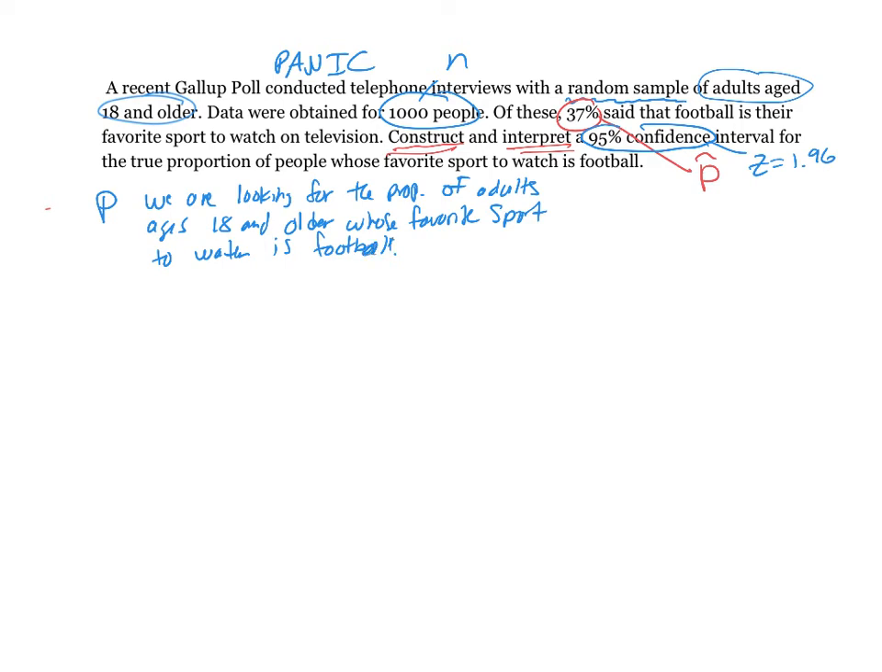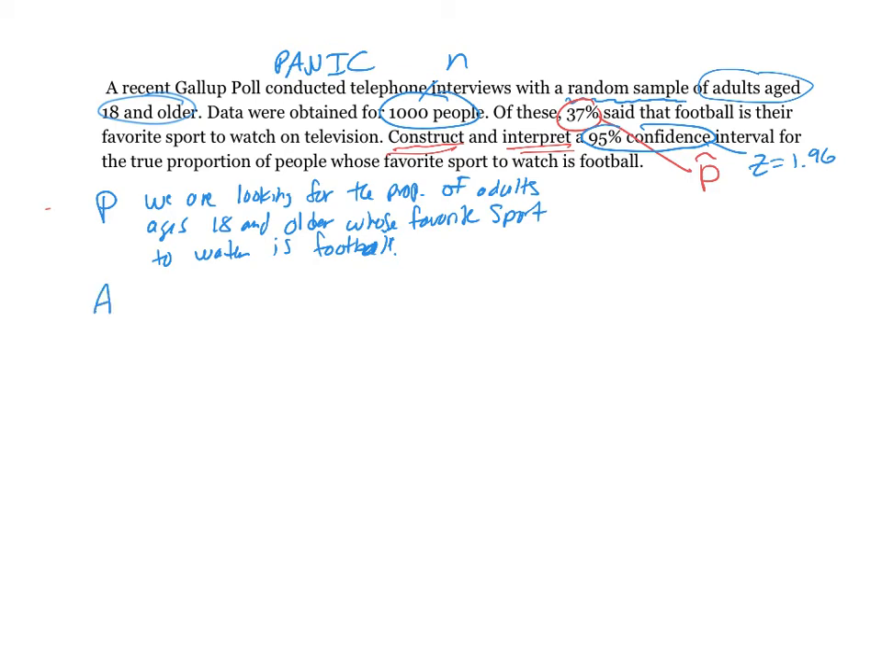Okay, so that took care of both things. I told you who the population was, because I said we're looking for the proportion of adults ages 18 and older. So I know that my results are going to be talking about adults 18 and older whose favorite sport to watch is football. That's the percentage I'm looking for. So P is taken care of.